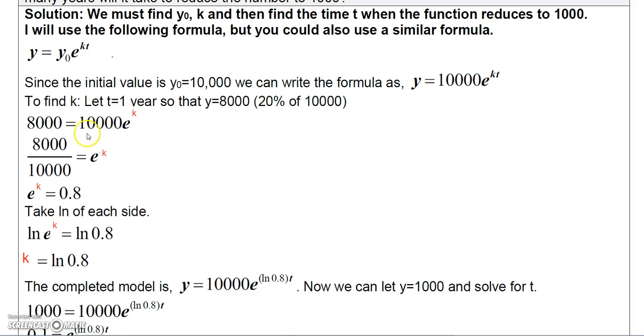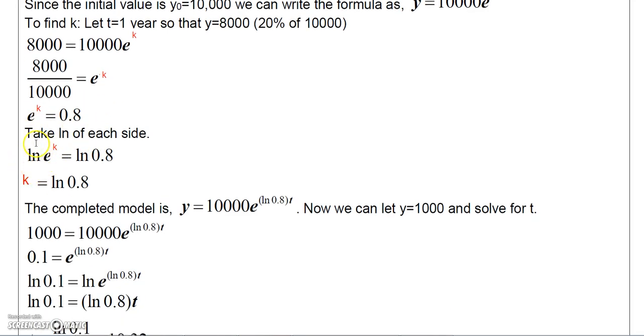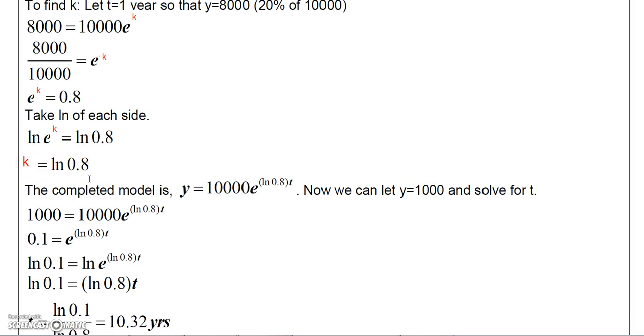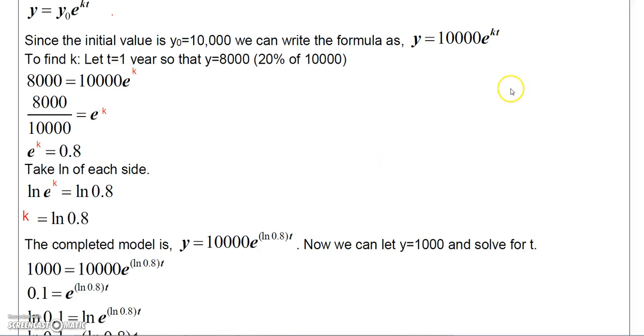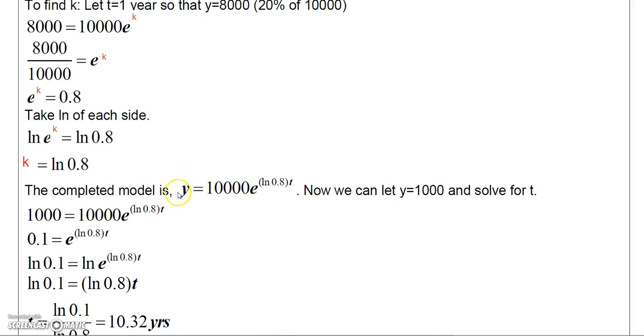Now we can divide both sides by 10,000 and isolate the e to the k, so e to the k is equal to 0.8. If we take the log of both sides, we get the natural log of e to the k is equal to the natural log of 0.8, and the natural log of e to the k is just k, so k is the natural log of 0.8. So now we can get our completed model. Go back up here, replace this k with natural log of 0.8, and we get our completed model: y equals 10,000 e to the natural log of 0.8 t.